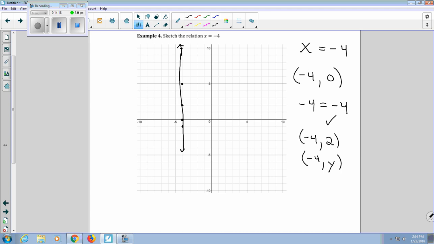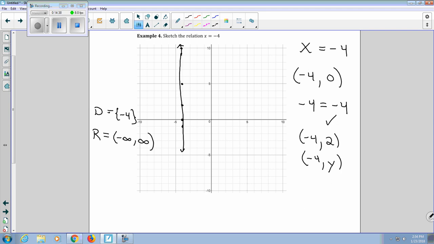So for this particular relation, the domain is actually just -4. There's no other x value on this particular graph. However, if you look at the range of this thing, you get every single y value. You get everything from -infinity to +infinity.